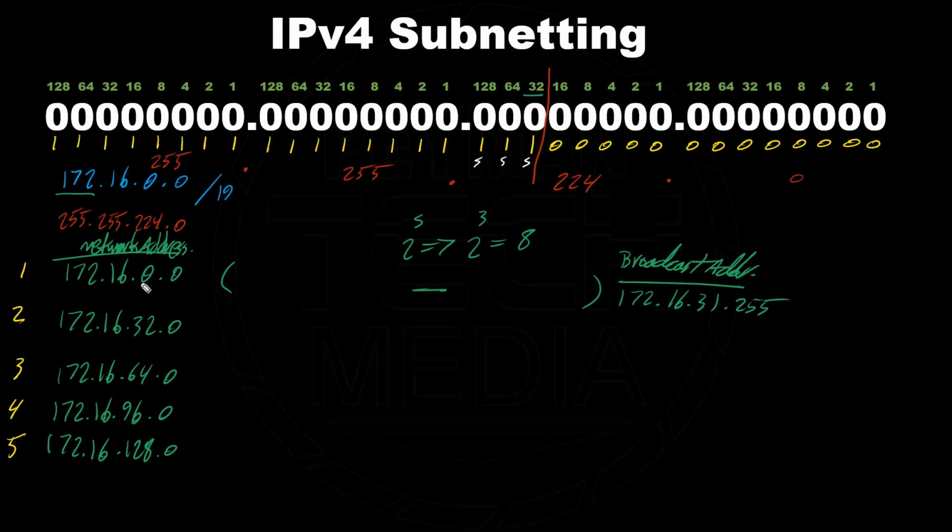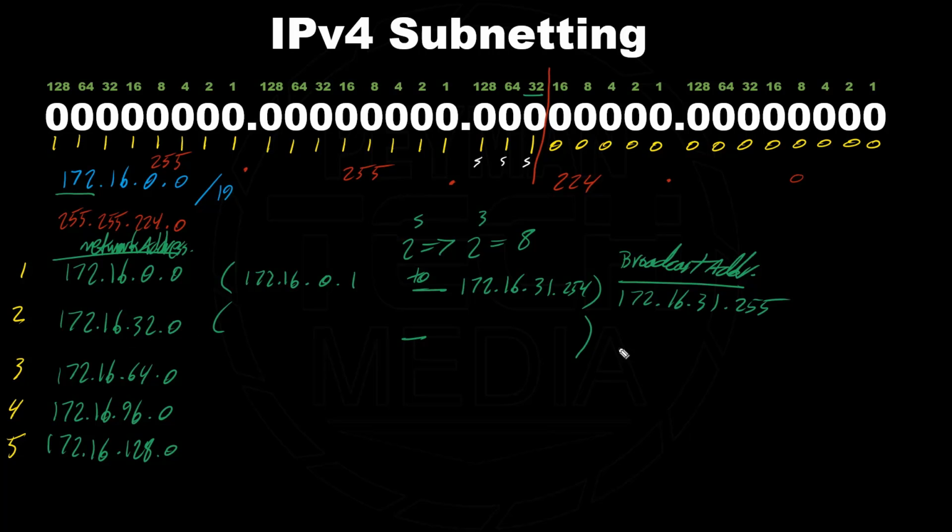Okay, so after finding the broadcast address for the first subnet, all the available IP addresses in between, that's the range of all available IP addresses, which the first one is 172.16.0.1, and it goes to the last available IP address in this subnet, which is one less than the broadcast address, 172.16.31.254.